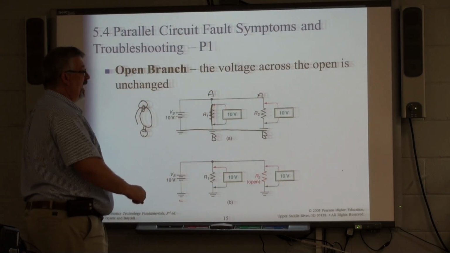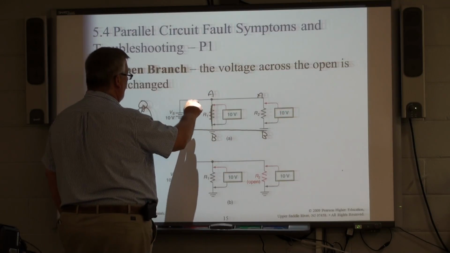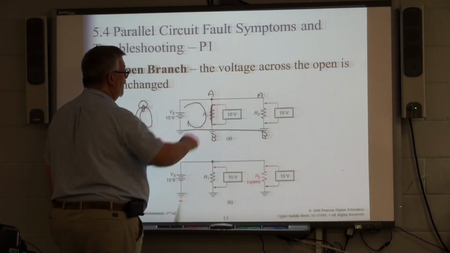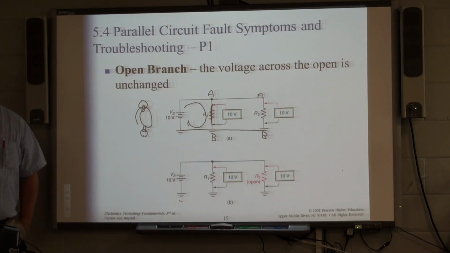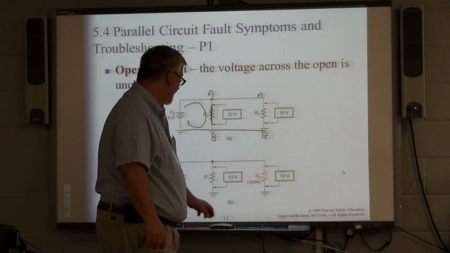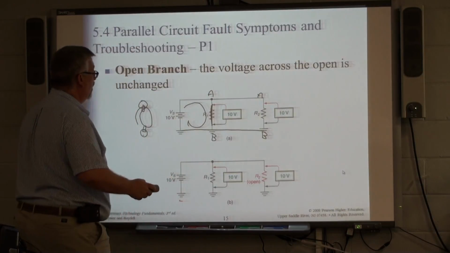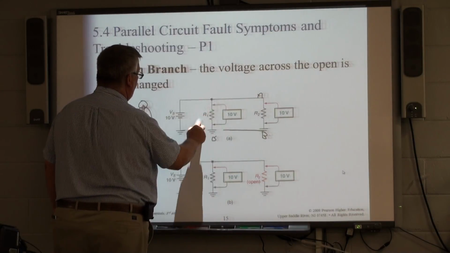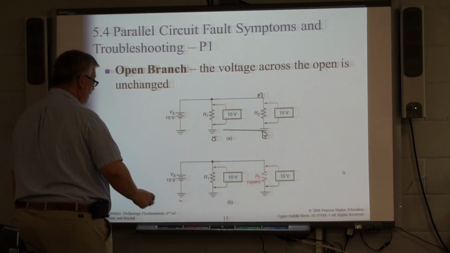Current takes the path of least resistance. All my current's gonna flow here, nothing's gonna flow over there, because I've got a dead short path. And what's gonna happen there is either lots and lots and lots of smoke, or a circuit breaker or a fuse is gonna trip. Hopefully the latter. So, and that's why we have circuit protection.